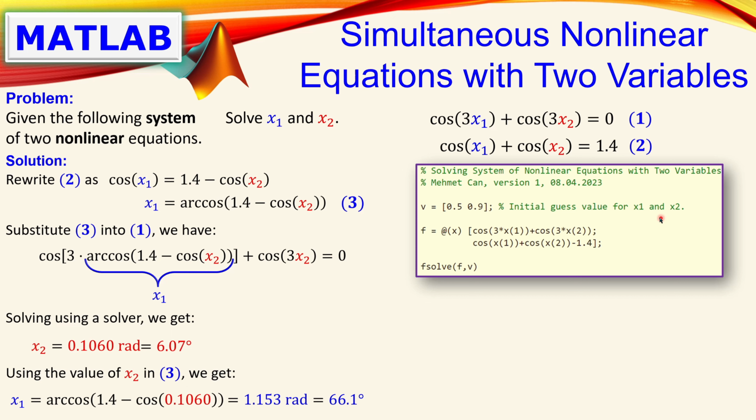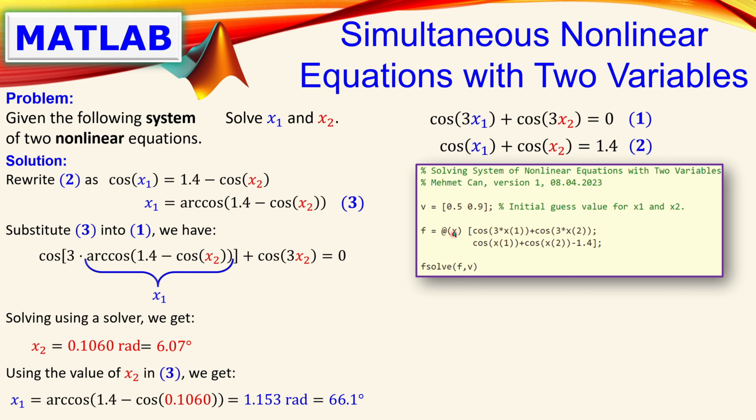So those are the initial guesses for my value. So I said, okay, it could be maybe 0.5 radians and 0.9 radians. So x1 is 0.5 and x2 is 0.9. That's just a guess. You can also say 0.1 and 0.6. It doesn't matter. And this is a command you can use. Again, this is just one of the options. You can also do that in a different way.